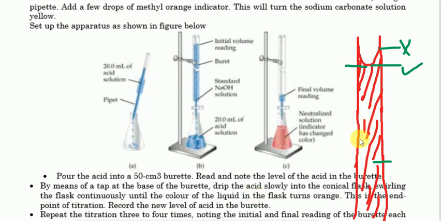Let's say we have another meniscus here. That means we have another meniscus here. So if we have another meniscus here, this is our meniscus.